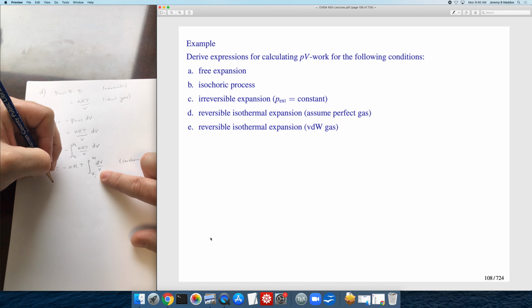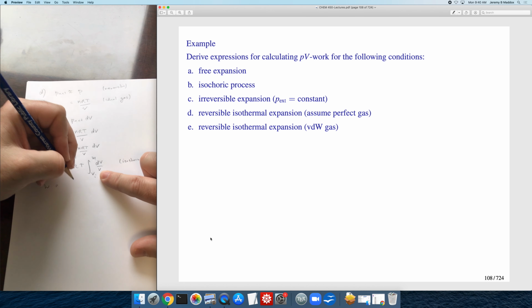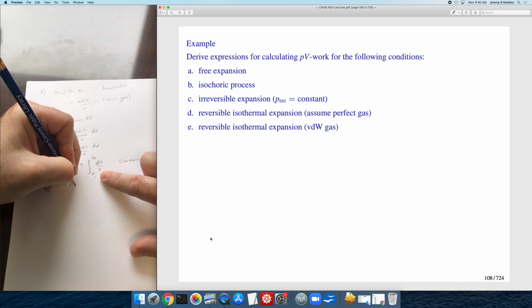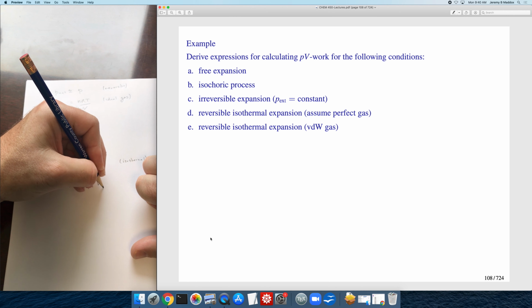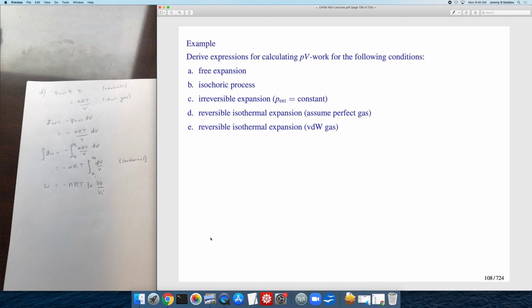Now we have to solve that integral. So we're going to get that the work equals minus nRT, and then this integral is the natural log of VF over VI. And so this formula may be used when you have a reversible gas expansion under isothermal conditions, and the gas can be assumed to be an ideal gas.